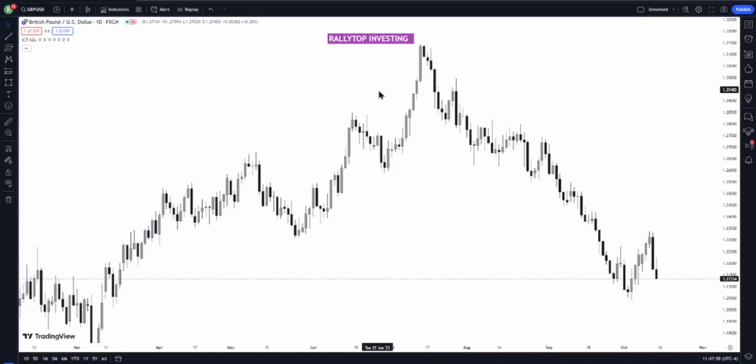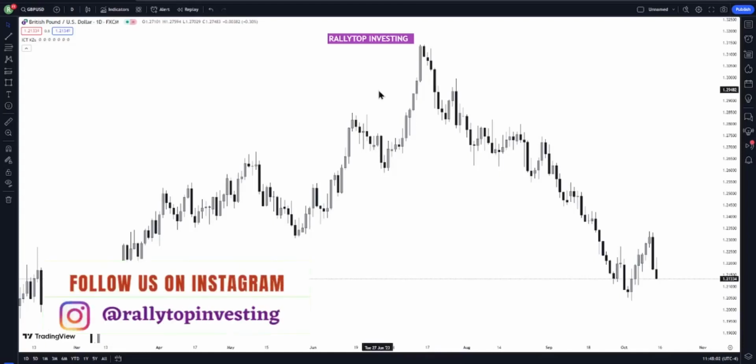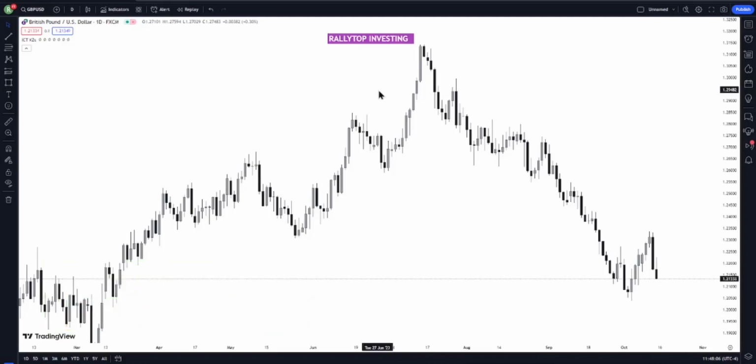Now in today's Let's Make Money Together, we are going to look at two currency pairs or instruments, if you like. We are going to look at GBPUSD and then gold. First of all, let's look at the daily time frame of GBPUSD.